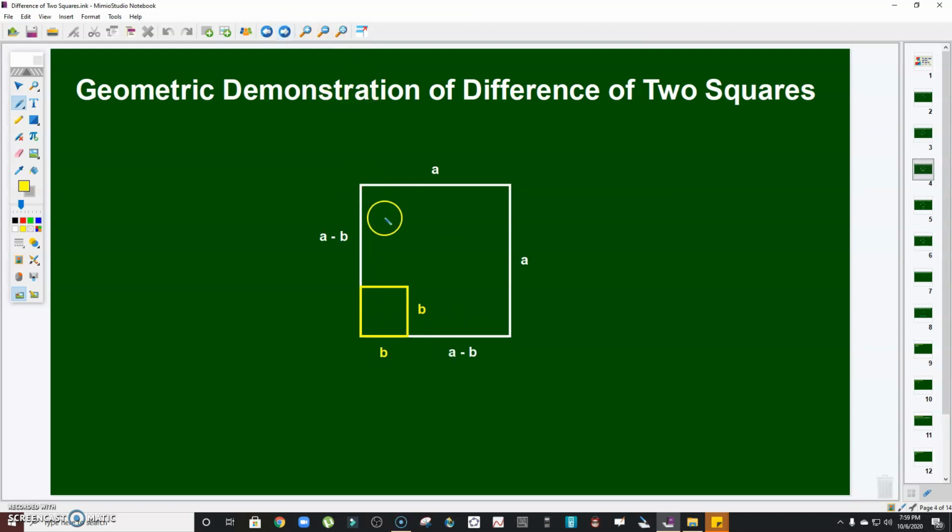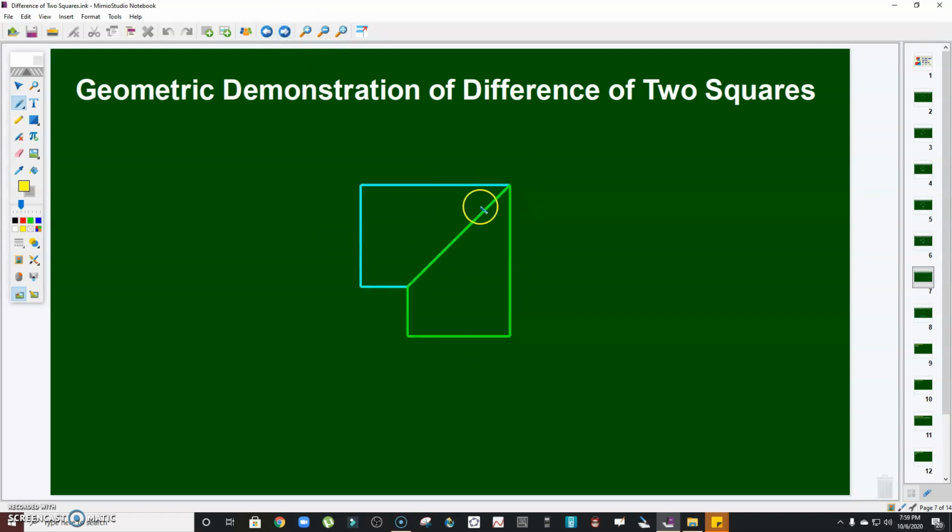Right? Now, take note, the area of the larger square is A squared. The area of the smaller square is B squared. So if I remove it, the area of this remaining figure will become A squared minus B squared. Right? Okay, next. Allow me to connect the diagonal.